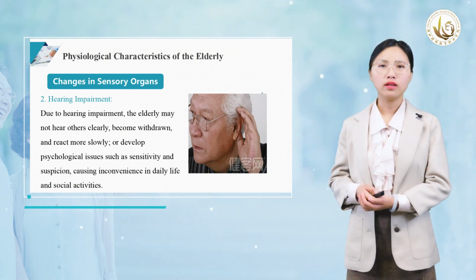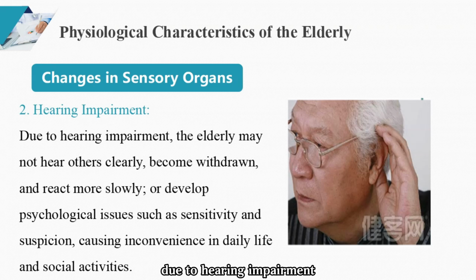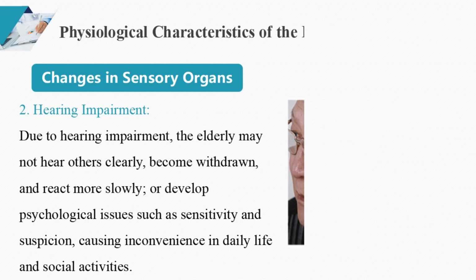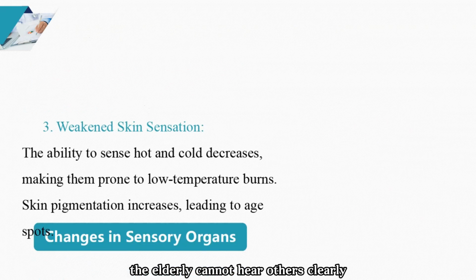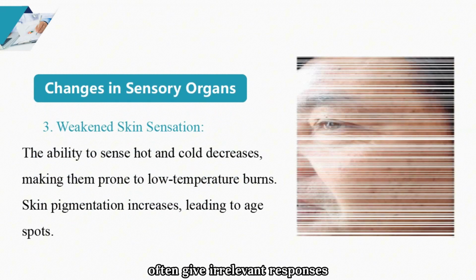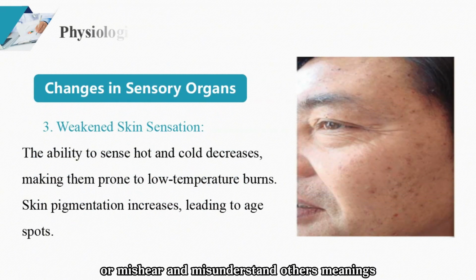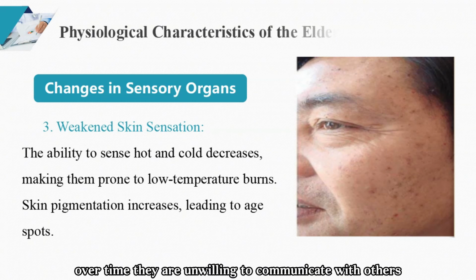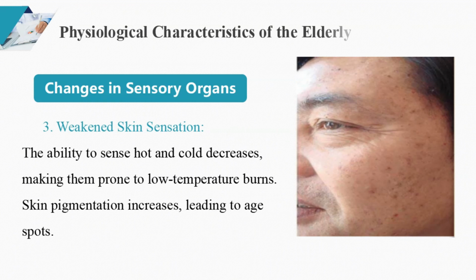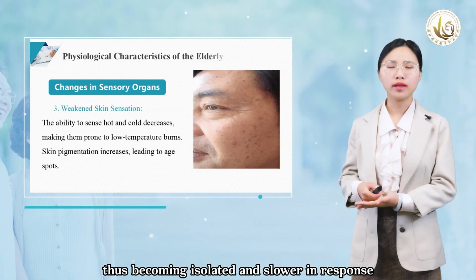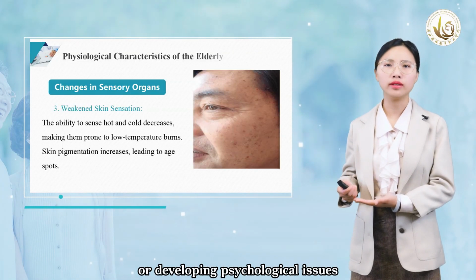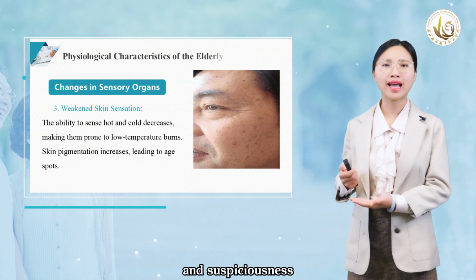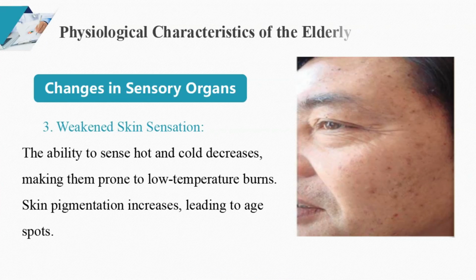2. Hearing impairment. Due to hearing impairment, the elderly cannot hear others clearly, often give irrelevant responses or mishear and misunderstand others' meanings. Over time, they are unwilling to communicate with others, thus becoming isolated and slower in response, or developing psychological issues such as hypersensitivity and suspiciousness, which brings inconvenience to life and social activities.